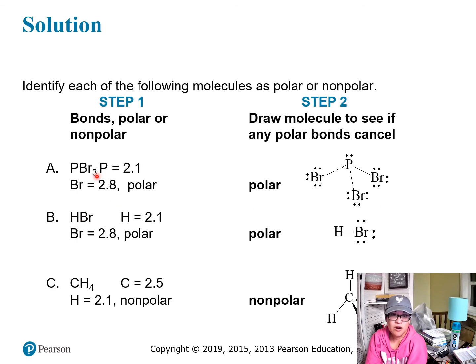Okay, so here you are. There's the differences in the charges. That means there's a difference of 0.7. So it's polar. This one's also 0.7 and this one's 0.4. So this one's nonpolar. And then we have to sketch them and look at them in 3 dimensions. And we can see polar, polar, and nonpolar.